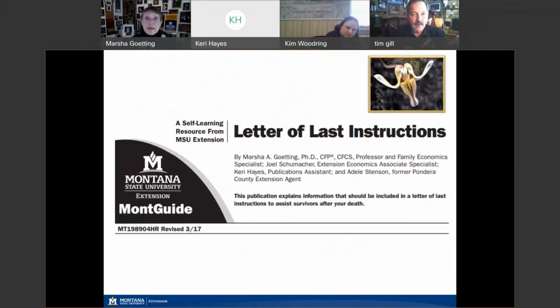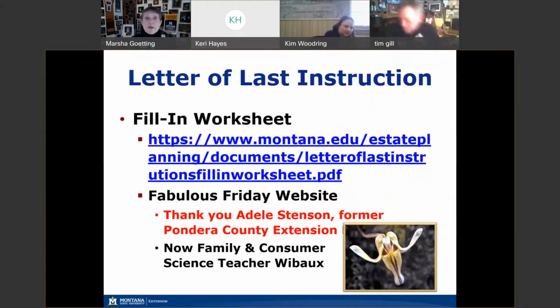And voila, MSU Extension does have a Mont Guide. Now, Mont Guide is a fancy term for a fact sheet. And we have a list in this letter of last instructions. So actually today, you could just sit back and watch and listen and think how this applies to you because you know that there's a list out there. And we also have a fill in the blank one. You know, when they started having fill in the blank type things on the computer, how much time that saves.